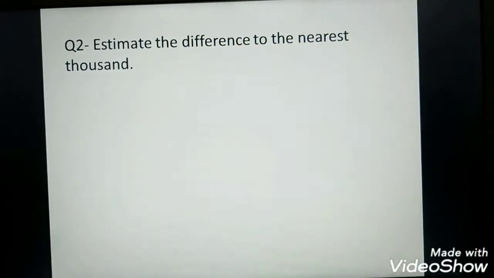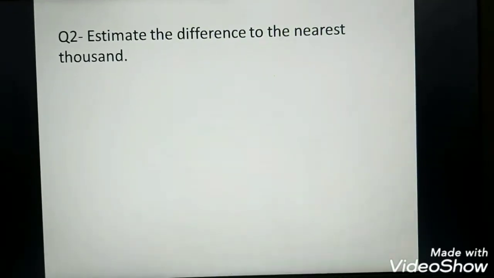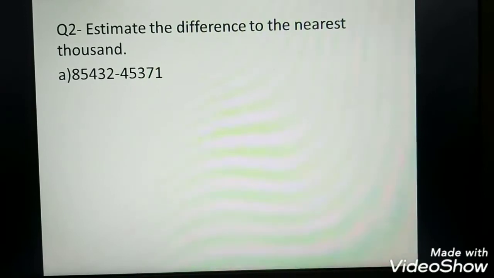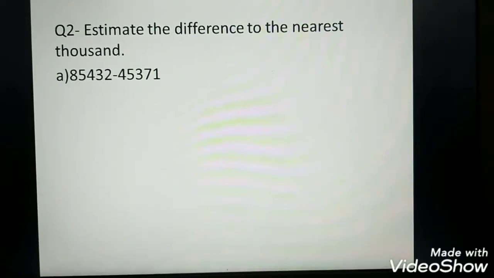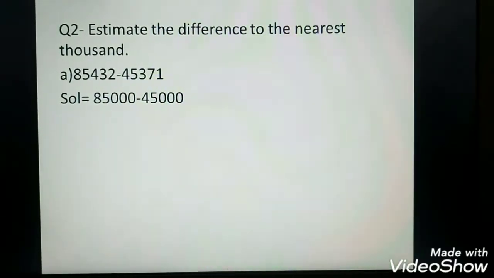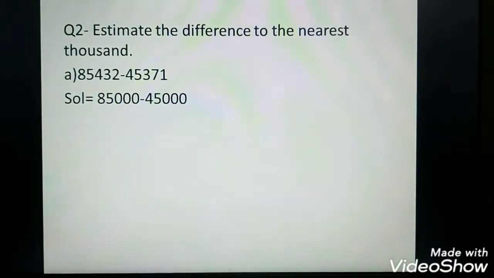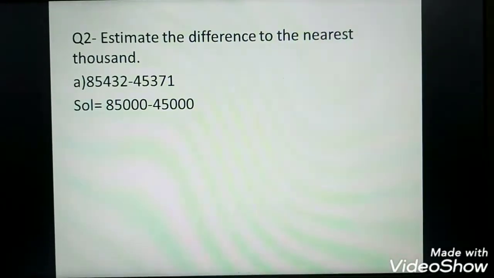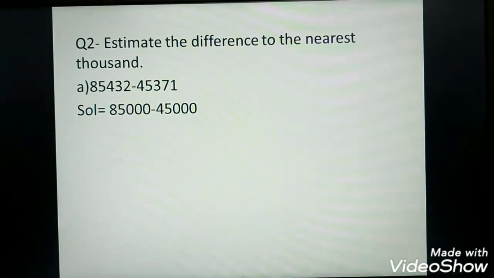Now in this question, what you have to find out? You have to find out the difference by estimating. Now again, for doing the estimation, we will round off the numbers. Now the A part is 85,432 minus 45,371. Now round off. For rounding off to the nearest 1000, what you will see? You will see the digit in 100 place.